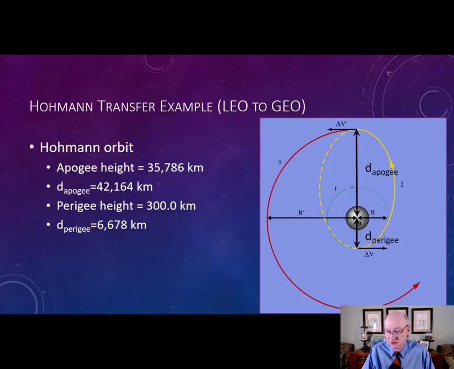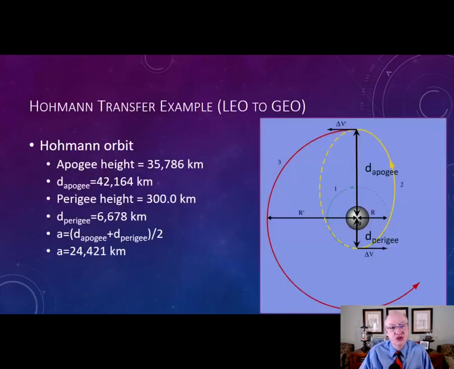All right, what did you come up with for this one? Let's take a look. So we said that at perigee right here, the distance from the center of the Earth was 6,678 kilometers. And at apogee up here, the distance was 42,164 kilometers. So you can add those two numbers together to get the major axis of the ellipse. The major axis of the ellipse is just the distance at apogee plus the distance at perigee. And the semi-major axis is just half of that.